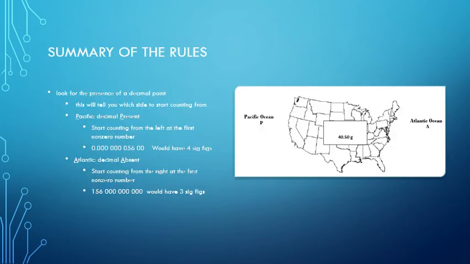Now I'm going to give you a nice shortcut here that you can do to get around having to memorize all these different rules. And what this comes from is thinking about the United States map. You can see here on the side we have the Atlantic Ocean and we have the Pacific Ocean. So all of this is going to be looked at in terms of the decimal point. The Atlantic side stands for if the decimal point is absent, and the Pacific side is if the decimal point is present.